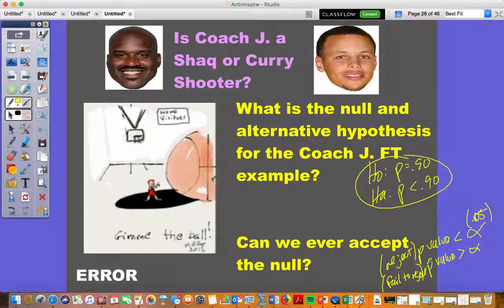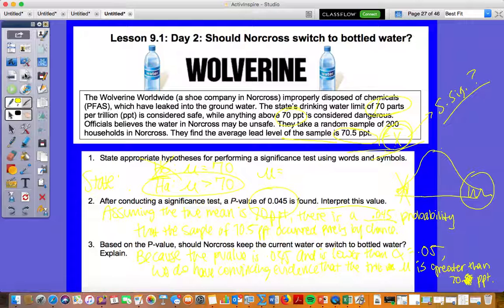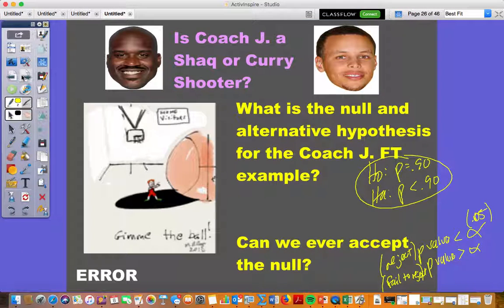Am I making sense on that? Okay, Lindsay. How can you reject it? Because it's statistically significant, right? If it's less than 0.05, then that percentage is so small that for it to happen purely by chance, it's rare. Does that make sense? Now, we can't ever be 100% sure, right? But if it's less than, then we have reason to believe that we can reject the null. And then, if we reject the null, we accept the alternative, that it's less than 90. Okay? That's fine. All right? Good.